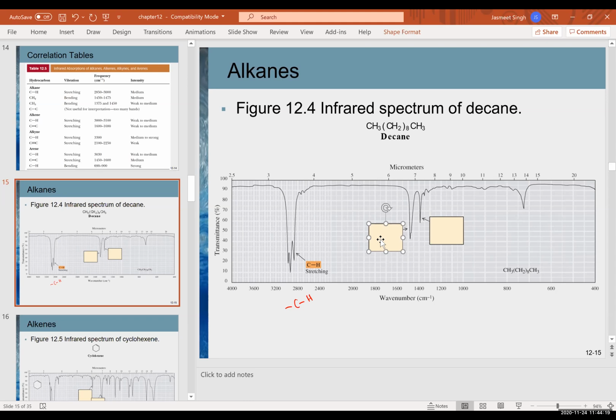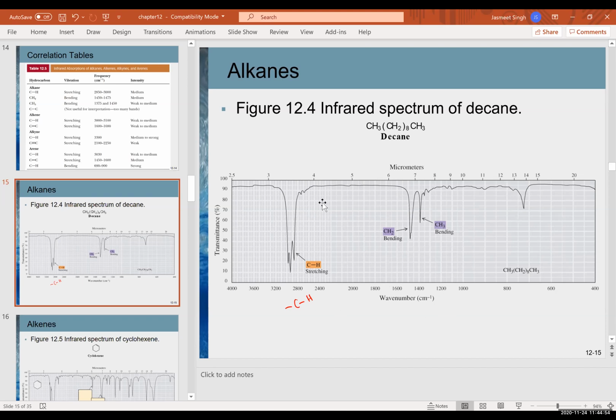Okay, so we have two peaks. One is this one, the other one, that one, right? So how about this one, the smaller one? That one, CH3 bending? And you guys are correct. So this is CH3 bending and this is CH2 bending. Why is CH2 intensity more than the CH3? Because we have more CH2s compared to CH3.